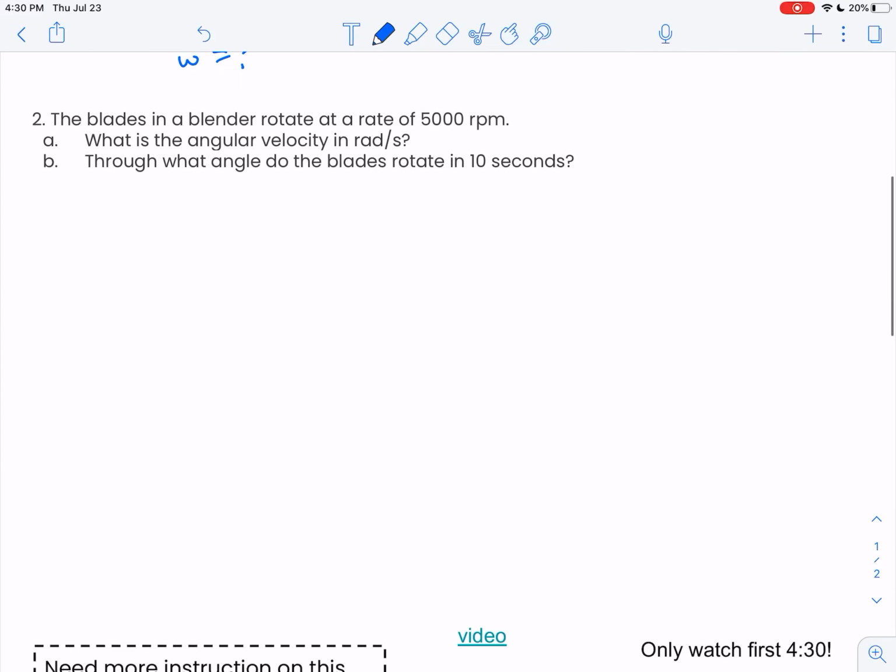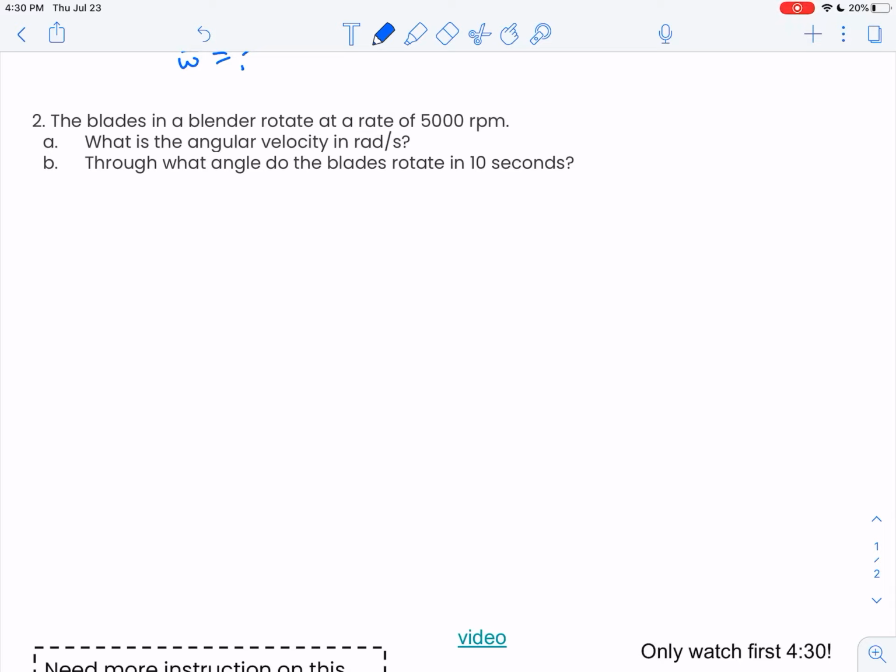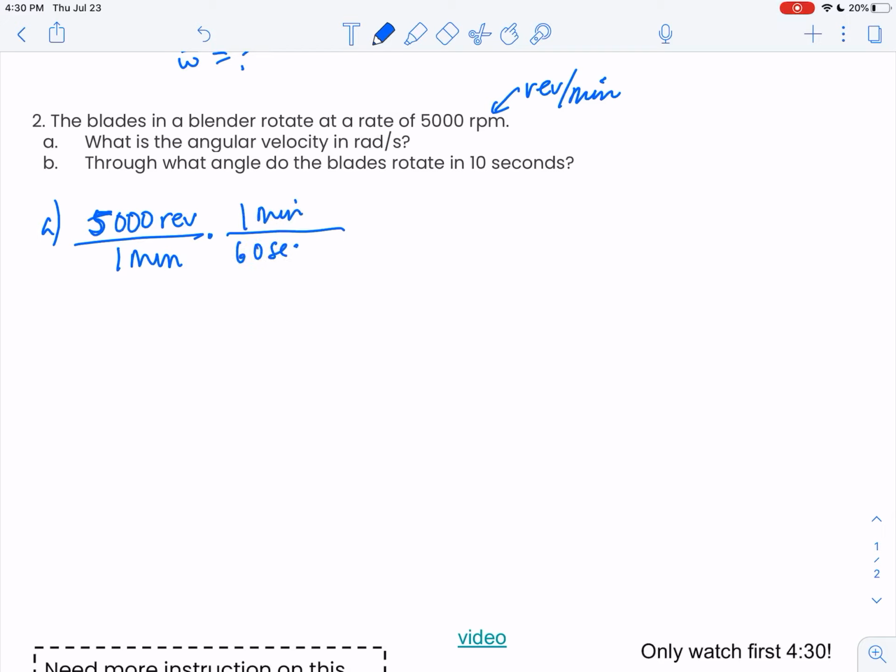The blades in a blender rotate at a rate of 5,000 RPM, which means revolutions per minute, in case you don't know. The first thing we want to do is find that in radians per second. If we have 5,000 revolutions in 1 minute, you can do this just like you would in chemistry. 1 minute is 60 seconds, and 1 revolution is 2 pi radians. This is an important one. So I'm going to have 5,000 times 2 pi divided by 60.